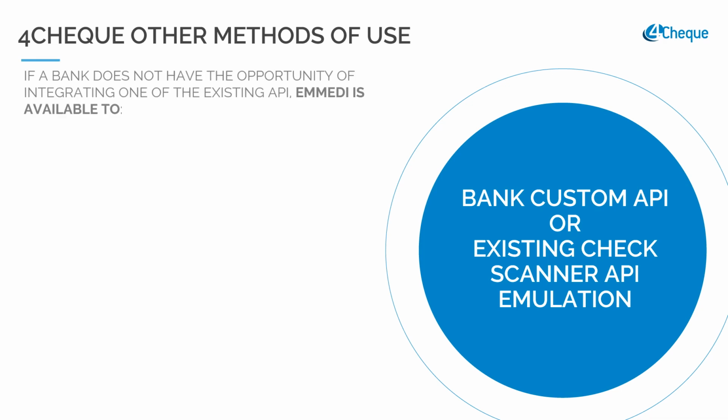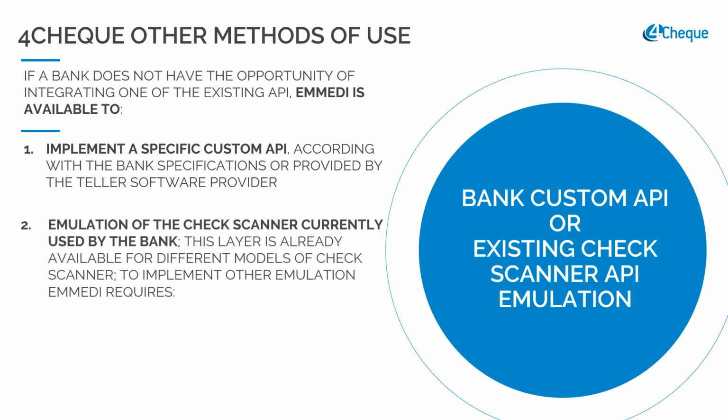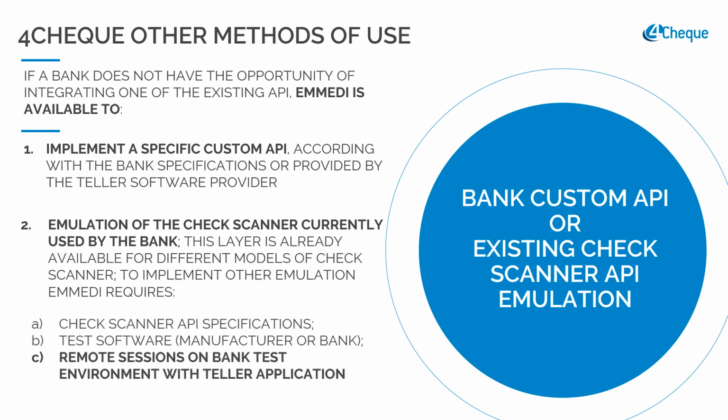4Cheque can be perfectly integrated in a banking system, or if the bank could not integrate the 4Cheque API, MD is available to implement a specific API based on the bank's requirements, or even emulate the check scanner used by the bank. This second opportunity has been already implemented for different models of check scanners, but it can be developed also for other models. In this case, to implement the emulation of other models, MD requires the check scanner API specification and a test session for the software and in the banking environment.